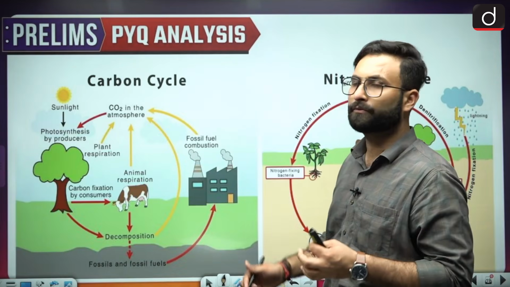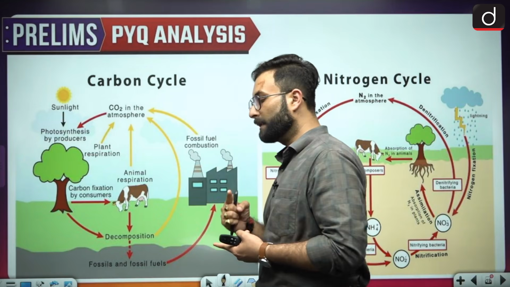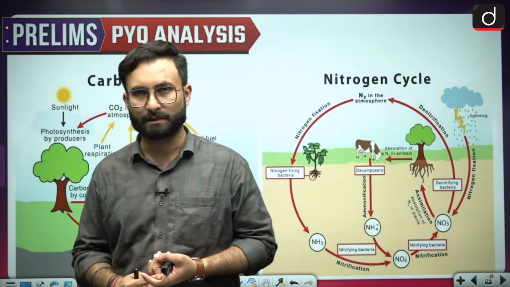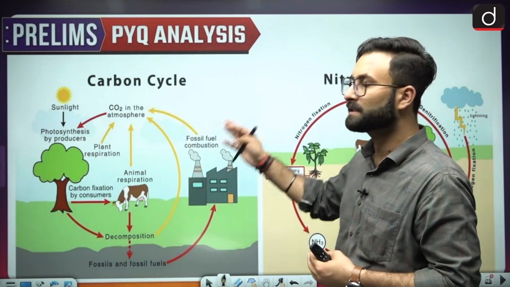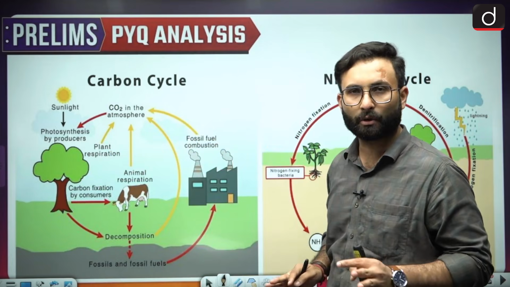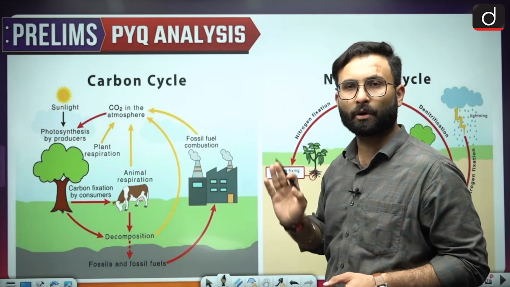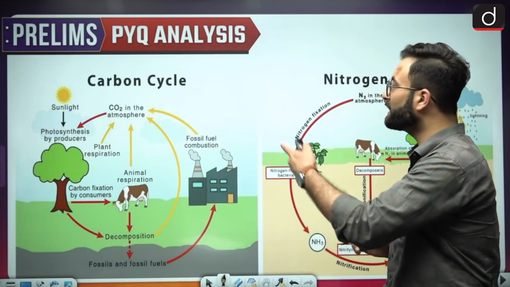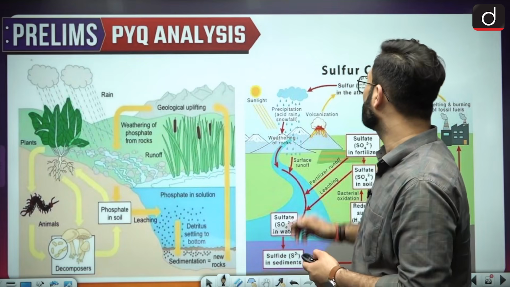Other than that, for your examination, the carbon cycle is important, the sulfur cycle is important, the nitrogen cycle is important, the phosphorus cycle is important. Now I will not be going into the details of all these cycles, because obviously these are your static part, you must have covered it already, but for your revision I have put all these things over here. You will be getting all these things in the PDF. Carbon cycle is there, then nitrogen cycle is there, this is your phosphorus cycle, and here the sulfur cycle is there.